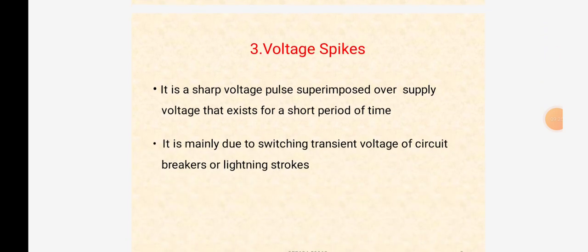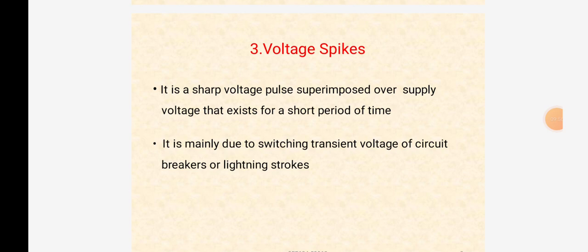Next is the voltage spikes. It is a sharply rising voltage pulse superimposed over the main supply voltage waveform. These appear for a very short duration. Voltage spikes mainly occur due to lightning strokes or due to transient switching actions.